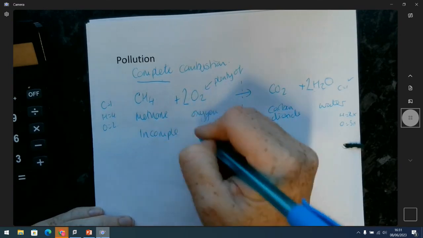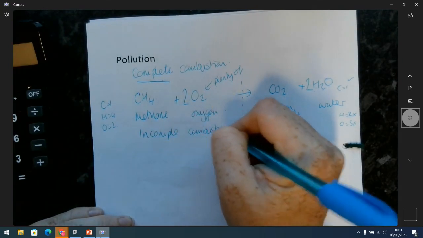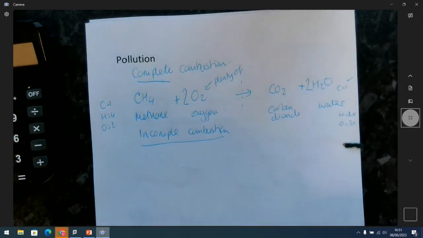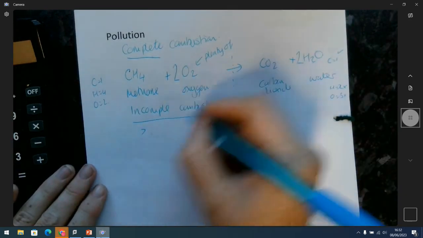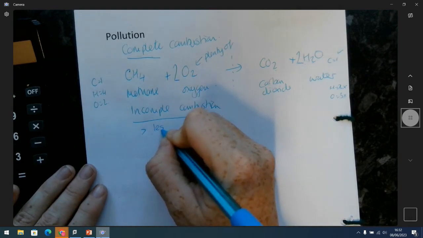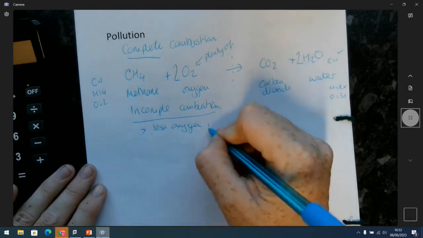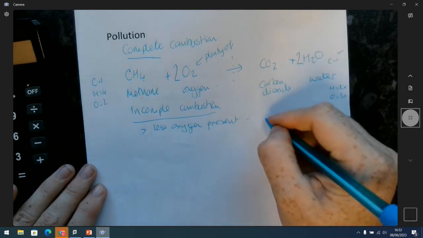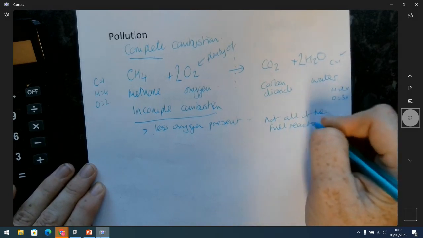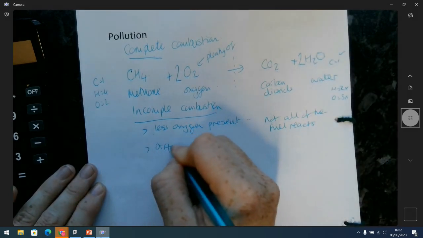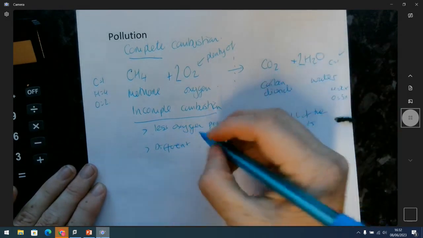When you have incomplete combustion, that essentially means that all of the fuel does not react. So there's not enough oxygen. That means some of the fuel does not burn. And that's why we call it incomplete combustion. And we can make different products as a result of that. So we'll just write that down. So incomplete combustion means potentially less oxygen present, which means not all of the fuel reacts. So as a result, you'll make different products. And that's how you can spot it in an equation.